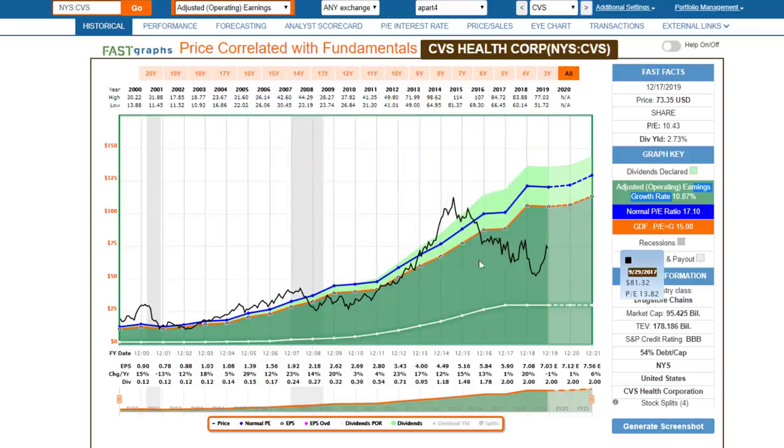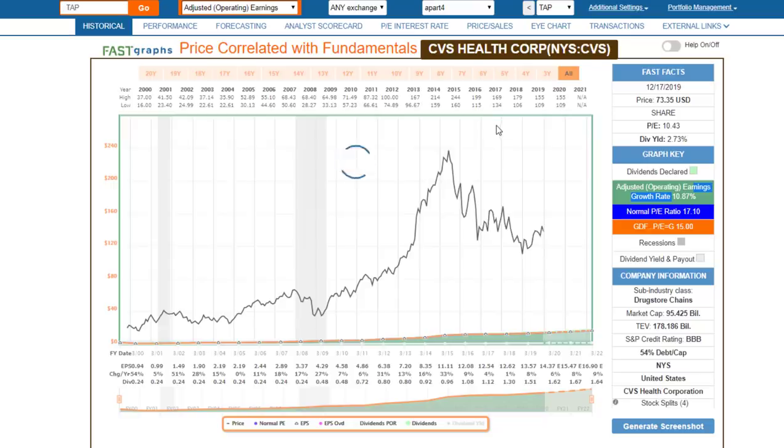So, the obvious mistake would be to buy it here and sell it. You want to be buying stocks when they're cheap and only selling them if they're radically expensive, if you're going to sell them at all.